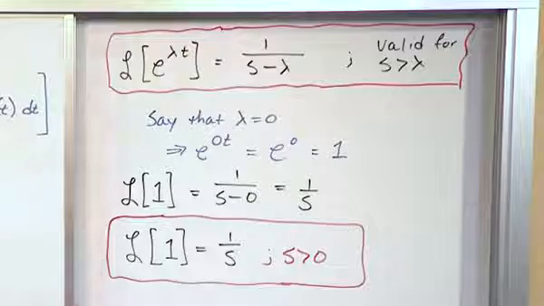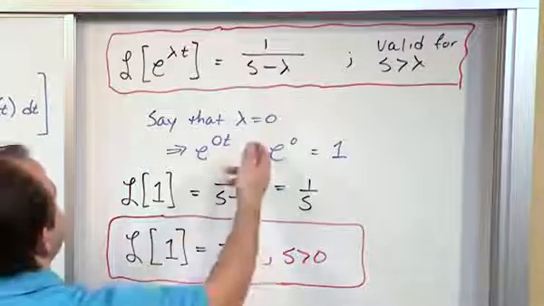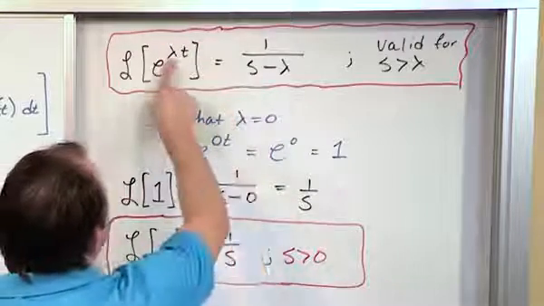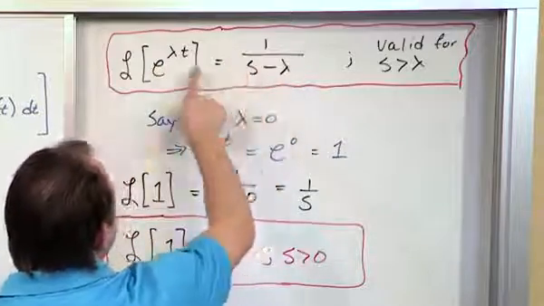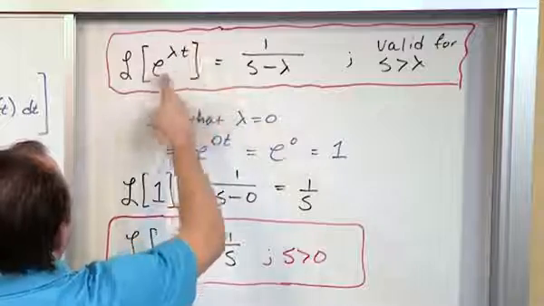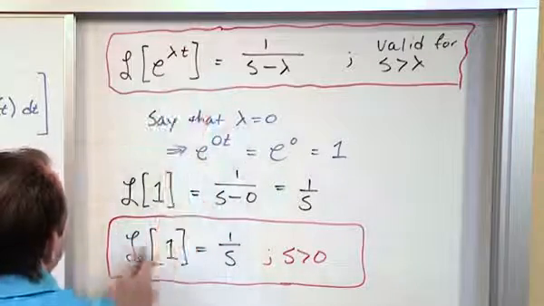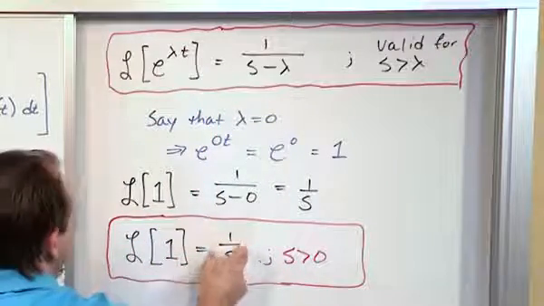All right, and then as a special case of that, we say, hey, what happens if lambda is 0? Then what you should get if lambda is 0 is 1 over s, right? And if lambda is 0, then the whole exponential just goes to 1. So what we're saying is the Laplace transform of the number 1 is 1 over s.